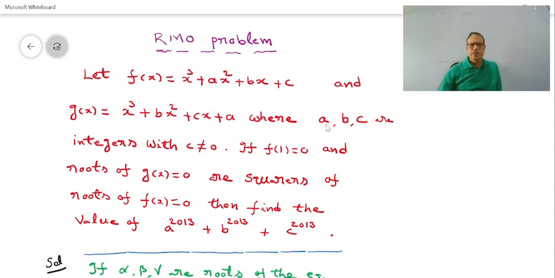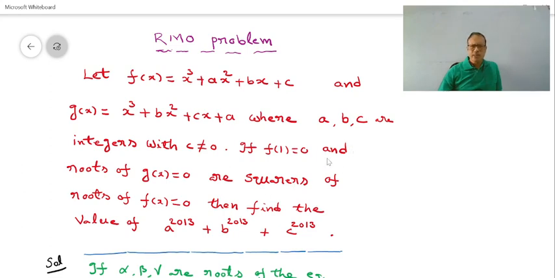So f of 1 is equal to 0, that means 1 is a root of f of x is equal to 0. Since f of x is equal to 0 is a cubic equation, it can have 3 roots. So f of 1 is equal to 0 means 1 is a root of the equation, so we get the other 2 roots. The roots be alpha and beta. That means 1, alpha, beta are roots of the equation f of x is equal to 0.